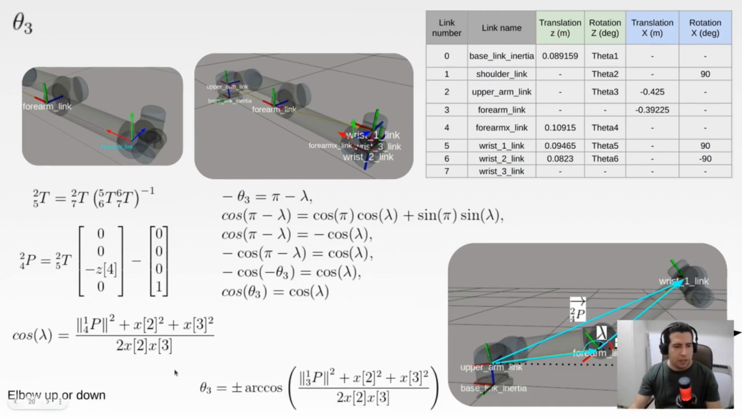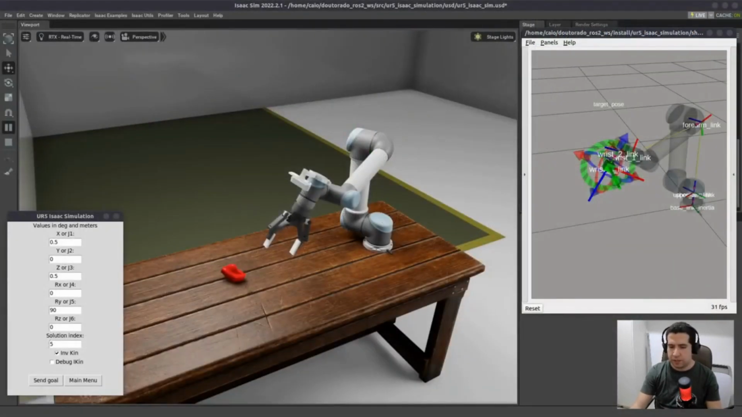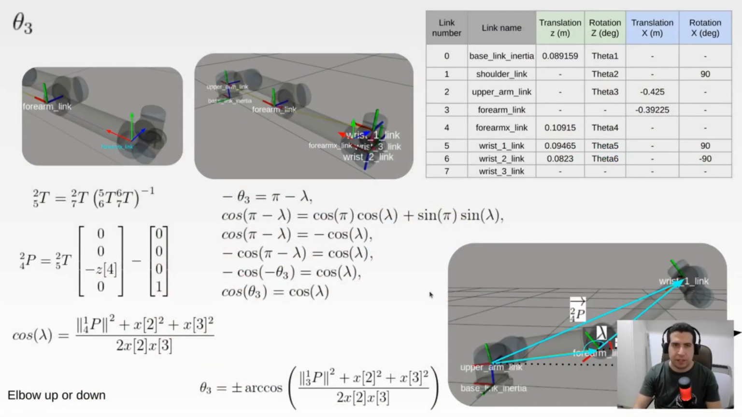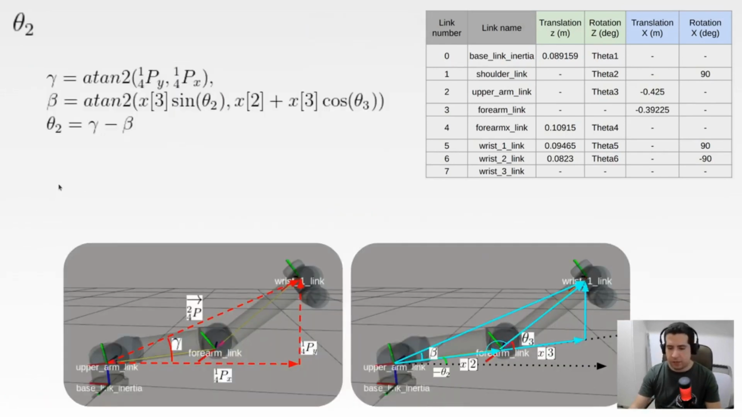So we can easily find that theta 3 is plus minus arccosine of this value here, and it represents the elbow up and down configuration of the arm. So if you are working like I showed before in this case, just prefer to use elbow up configuration. That's solution 5 of the matrix of solutions. To find theta 2, we just have to calculate this gamma angle.